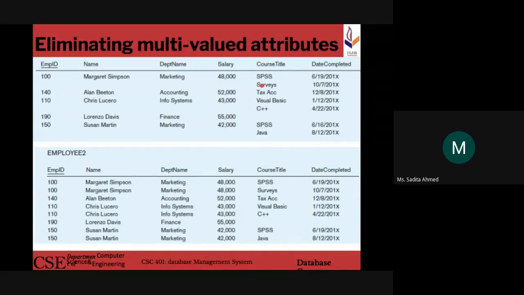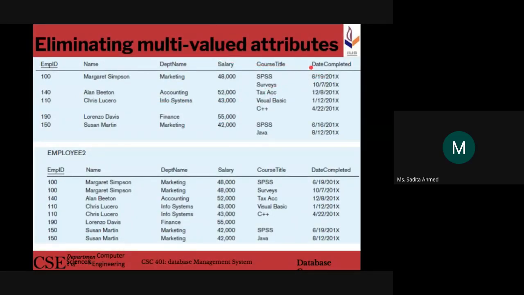So I am losing information on courses because I'm deleting an employee's data. Employee data delete করতে গেলে আমার course information কেন lose করতে হবে? Let's say, for example, surveys post title isn't there for any other. That is, none of the other employees have done a course on surveys, all right? অন্য কোনো employee surveys এর course করেনি, শুধুমাত্র Margaret Simpson করেছে, all right?